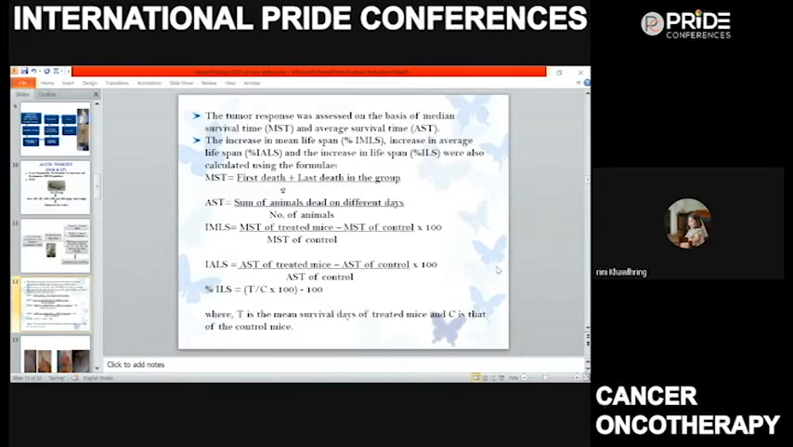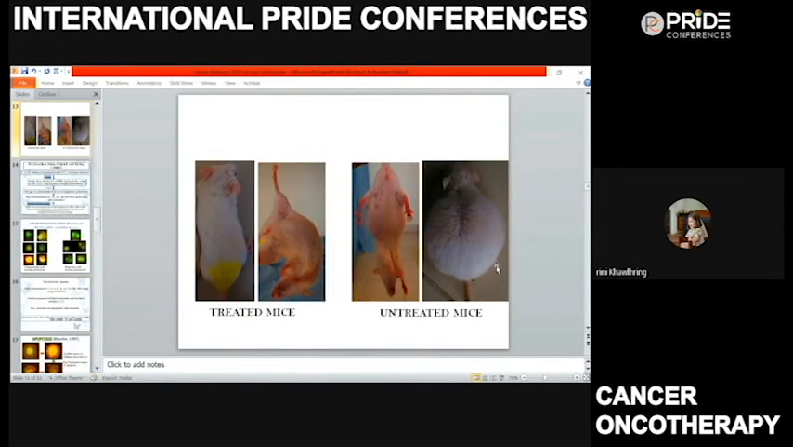The tumor response was assessed on the basis of median survival time and average survival time. And the increase in mean lifespan, increase in average lifespan, and increase in lifespan were also calculated using the formula given in the slide. And these are some photos of mice that have been treated, and these are some untreated mice. In case of some treated mice, tumor was not developed at all in the optimum dose.